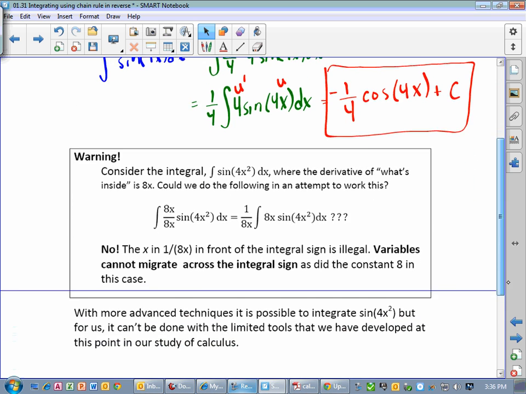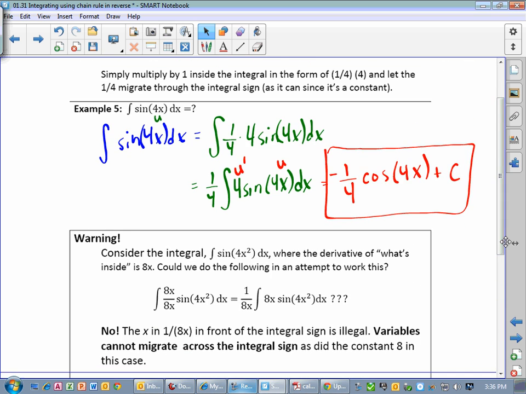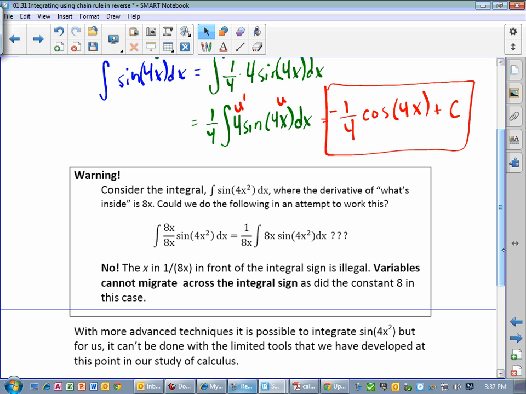Now, here's a little warning. Notice how all of our u primes so far have either been there, or in this case, it wasn't there, but it was a constant. If our u prime isn't there, but includes an x, like here we have 4x squared, what would u prime be? It would be 8x. Right? It seems like we ought to be able to multiply by like 8x over 8x and factor out 1 over 8x. Okay? The problem is we can't pull an x out of an integral, only constants. So this doesn't work. Okay? That's what it says. Variables cannot migrate across integral signs like constants can. So here I pulled this 1/4 out. You can't do that if there's an x there.